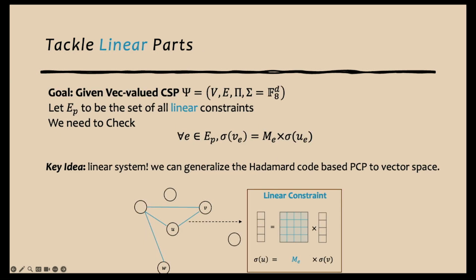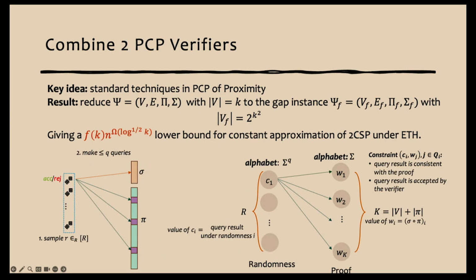And for linear parts, the key idea is that this is a linear system, and we can generalize the Hadamard code to vector space and can verify this case. Then finally, we combine these two verifiers using standard PCP of proximity.